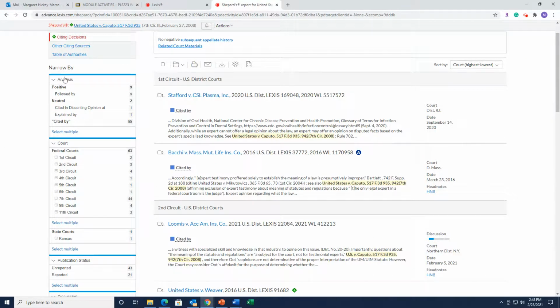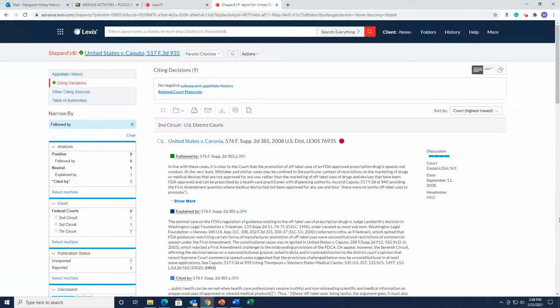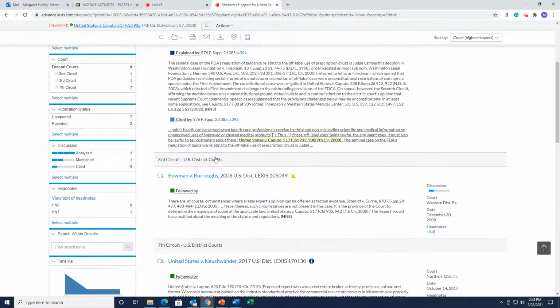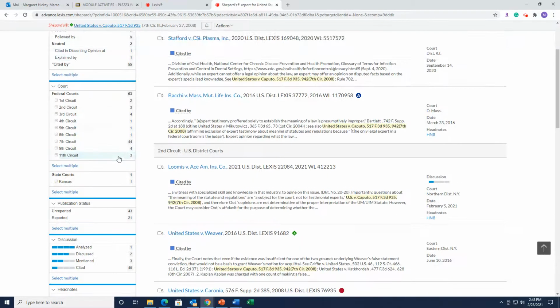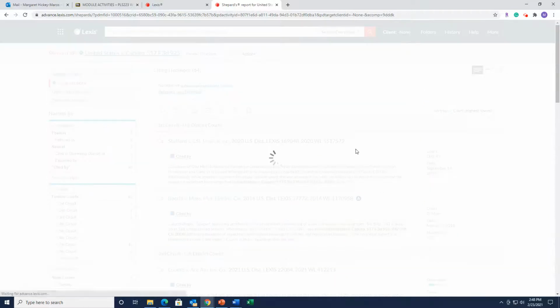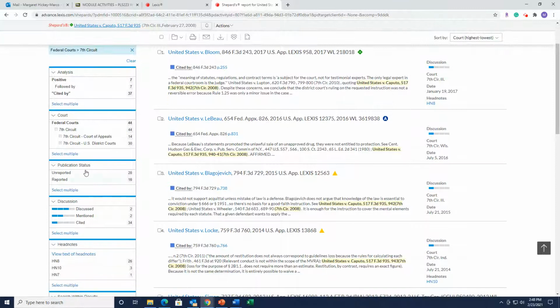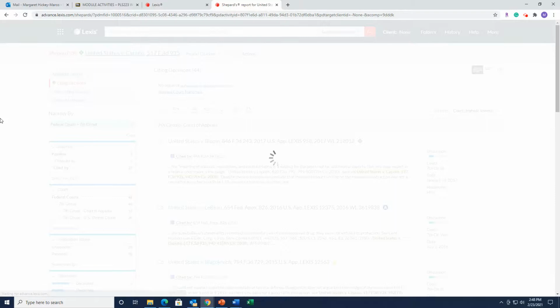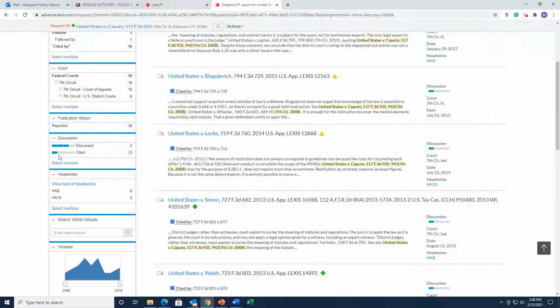I can narrow by analysis. Say I only want ones that have followed it, and then I get 9 cases that have followed it. Very interesting there. And then I can clear that. I can do it by jurisdiction. So if I'm only interested in what happened in the Seventh Circuit, I can get Seventh Circuit cases that cite to Caputo. I always like to look at reported decisions because unreported decisions are not mandatory authority on anybody. So I have reported decisions.